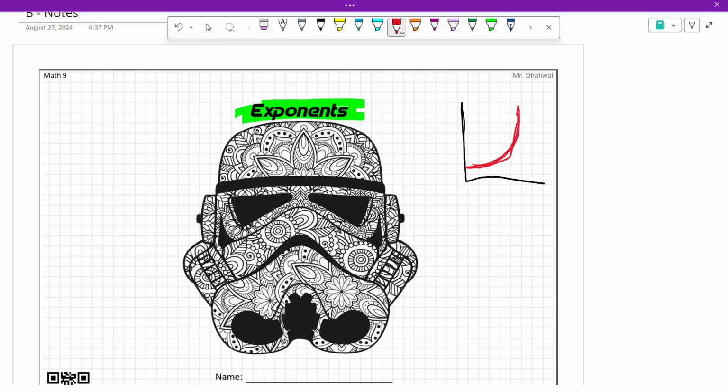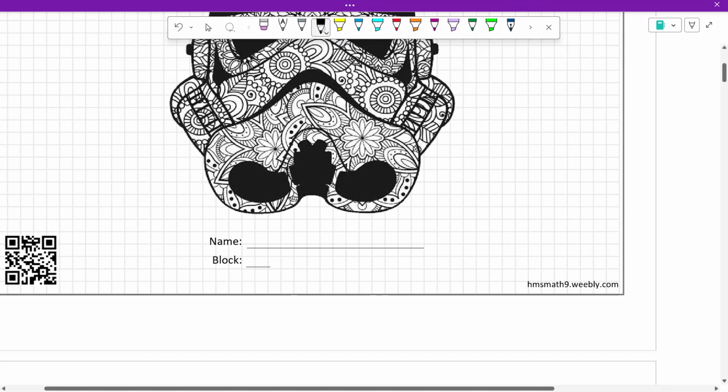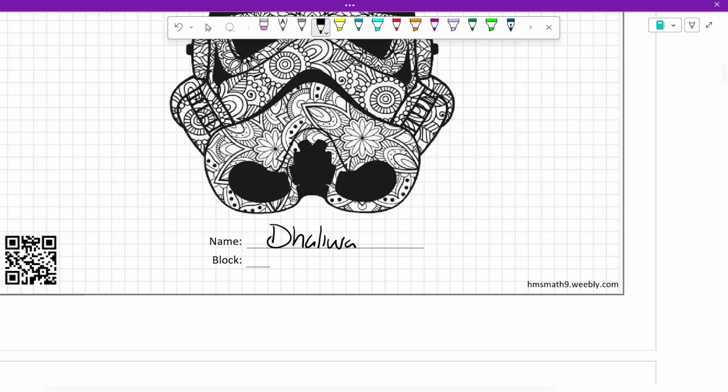Let's start off with, because some of you leave things behind in the classroom, writing your name here and your block. Whatever your name is, with your block, we are block B.